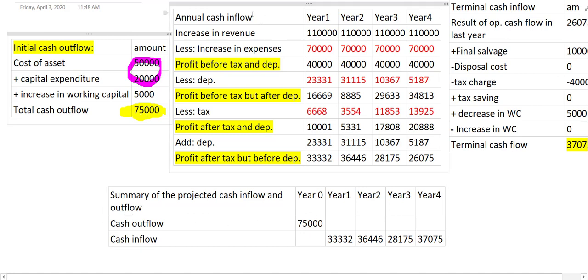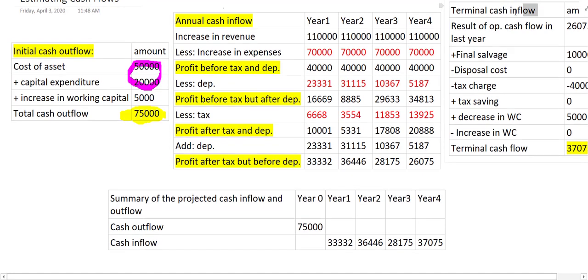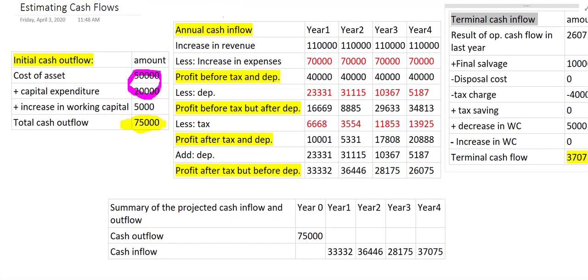Regarding annual cash inflow of the project, I mentioned this one for year one, year two, year three. Increase in revenue minus increase in expenses. From this one minus this one, whatever is the result, we call it profit before tax and depreciation. From this one minus depreciation, then you get profit before tax but after depreciation. Then minus tax as well, then you get profit after tax and depreciation. Again, add back depreciation, you will get profit after tax but before depreciation. So it is totally fine unless there is a need for the final year adjustment. In this example, we need the final year adjustments as well. So I made some final year adjustment here.